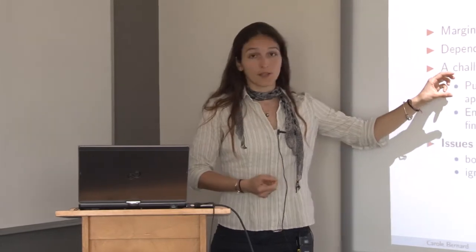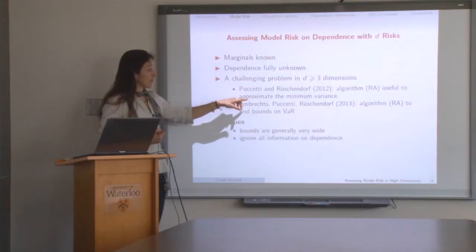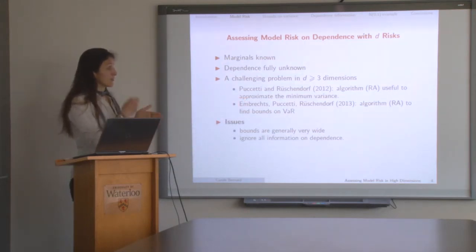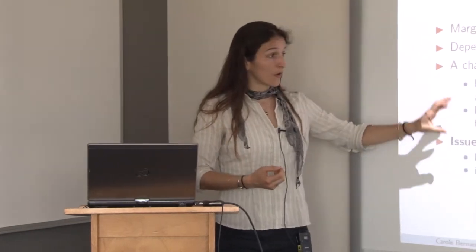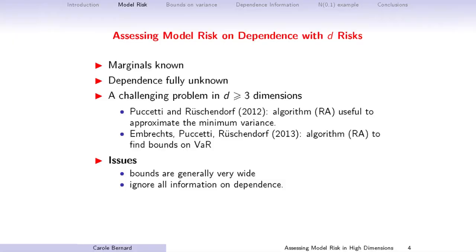Puccetti and Rüschendorf in 2012 have developed an algorithm that is actually useful to approximate the minimum variance. And it turns out that this algorithm is also useful after being adapted to find bounds on value at risk, and this was developed recently by Paul Embrechts, Giovanni Puccetti, and Ludger Rüschendorf. We will illustrate that both of these algorithms are developed in this situation.